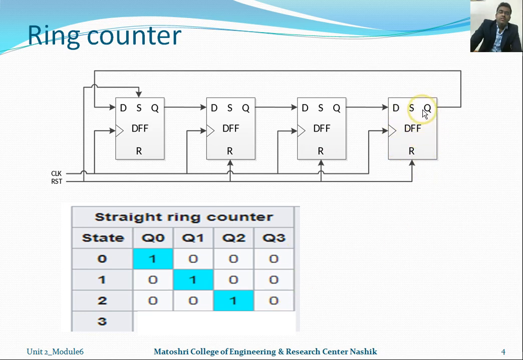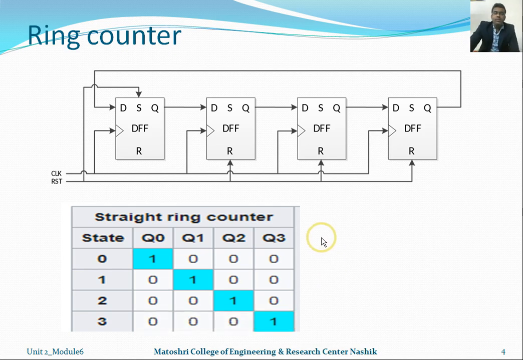But in this case, the value of the fourth flip-flop is again 0, so the 0 is again stored in the first flip-flop, and the output of the first is again connected to the input of the second. So the value of the first is shifted to the second, and we get the state 0 0 1 0.